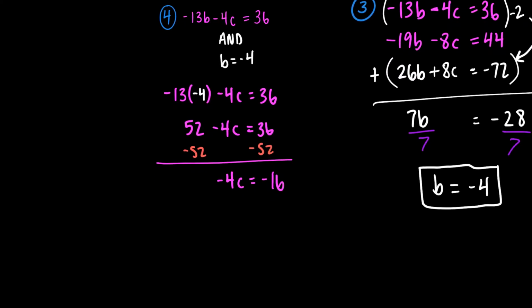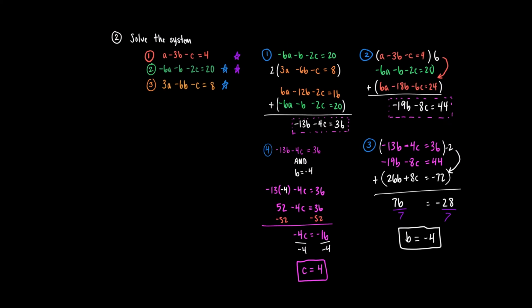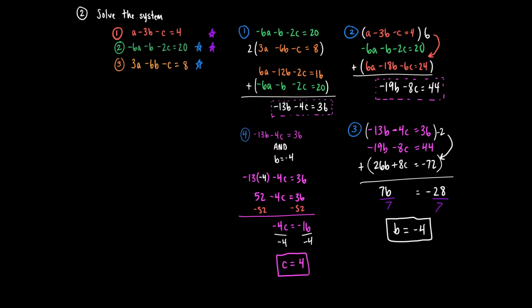Scroll down a little bit here. All right, so if we divide both sides by negative 4, then we are left with c must be positive 4. Okay, all right, so now where are we at? We've got c is positive 4, b is negative 4, and now all we need to do is come back up to the original equations. We know what b and c are. Now we just need to know what a is.